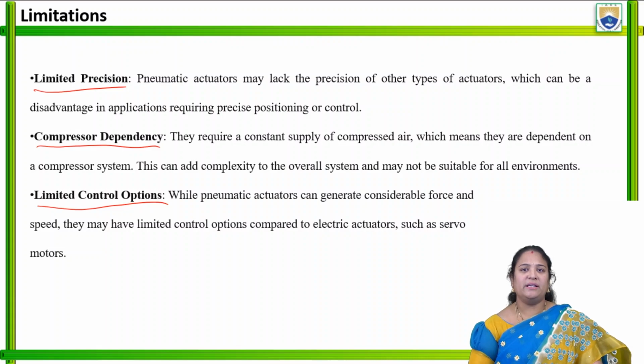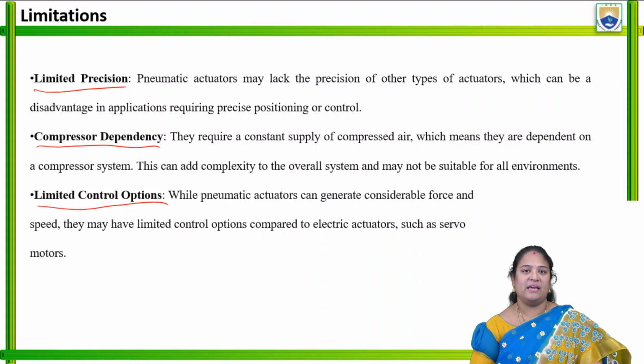In this particular type of actuator, one of the disadvantages in application is requiring precise position and control. That is, pneumatic actuators may lack the precision, right? When the pneumatic actuator lacks precision, it comes under limited precision. Whereas when we come to compressor dependency, since this actuator is compressing the air, it is dependent on the compressor system.